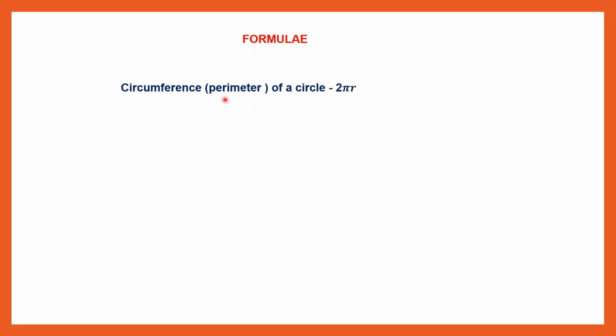So circumference or perimeter of a circle, if we have to find it, we use the formula 2 pi r. Then radius, if we have to find the radius when circumference is given, we use this formula, circumference by 2 pi. If diameter is asked, then we use the formula 2 into radius. Now, if radius is asked, when diameter is given, we use this formula, diameter by 2. To find the radius when circumference is given, we say circumference by 2 pi. To find the radius when diameter is given, we say diameter by 2.